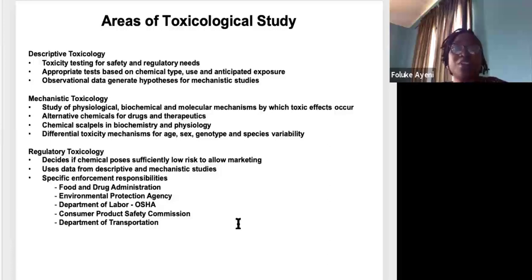So we have regulatory toxicologists working in our enforcement agencies, like our drug regulatory agencies in Nigeria, where they observe effects and make regulations concerning medications, and concerning chemicals that are coming into the country, their effects, short-term and long-term, and then they make regulations on that.